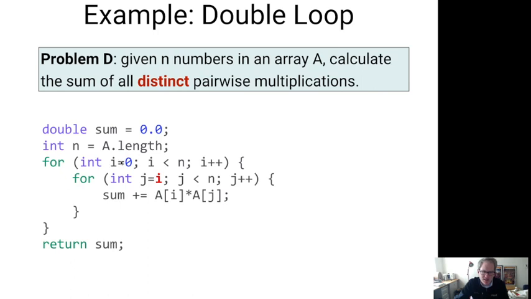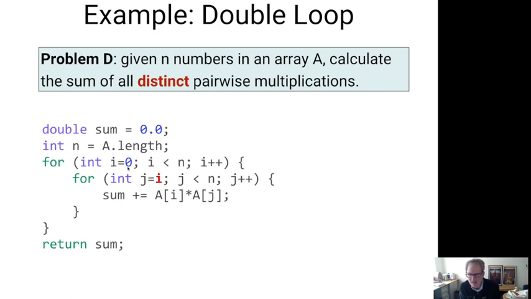When i is 0, how many times will this inner loop run? It will run n times. Let's take 10, so it'll run 10 times if i is 0. Then i increments by 1, and i is now 1. How many times does this inner loop run? Now it will run 9 times. If i is equal to 2, this inner loop will run 8 times, and so on and so forth. So this one is a little bit trickier.